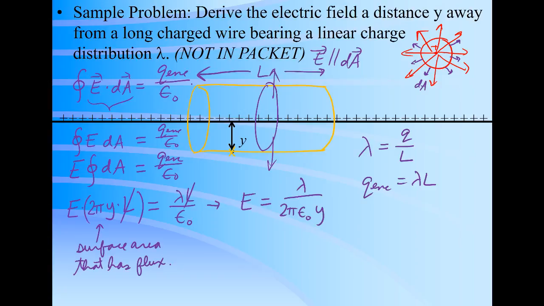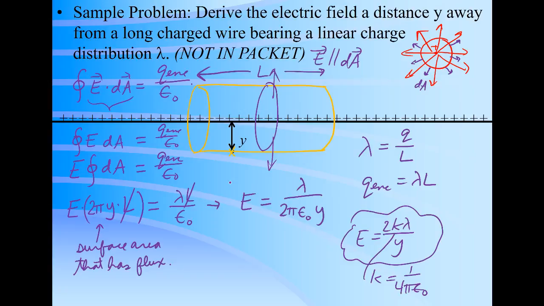Now, if you remember from our previous calculation, we had to do crazy cosine and secant squared and all sorts of weird things, and we got a result earlier of E equals 2k lambda over y. Do you remember that? Well, remember that k is 1 over 4 pi epsilon naught. If you stick that back in there, you're going to get our answer right here. This is an amazing result. I did this in much less time than the other derivation.